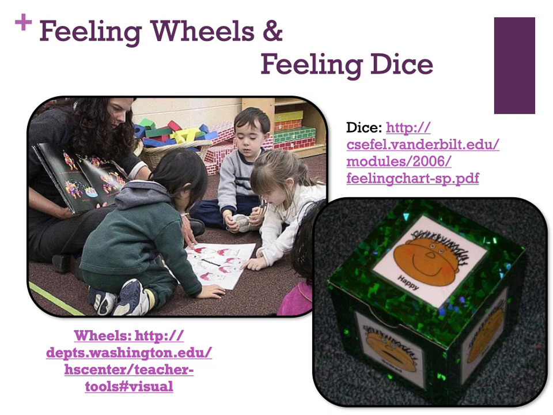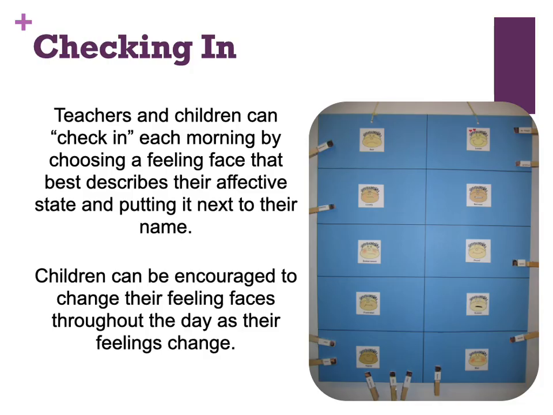You can also use feeling wheels and feeling dice. You can also use a checking-in strategy, so each morning they can choose a feeling face that best describes their affective state in the morning, and put the clothespin next to the emotion or feeling. Children can be encouraged to change their feeling face throughout the day as their feelings change.